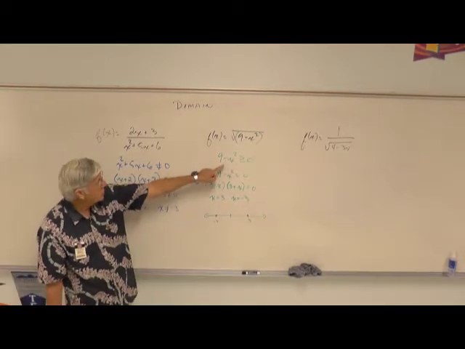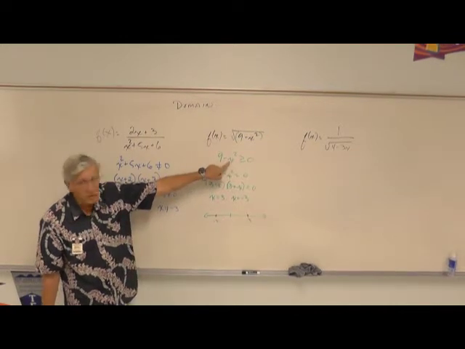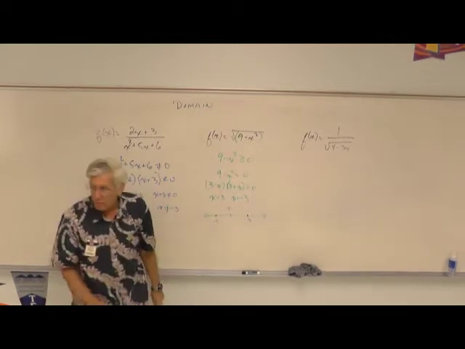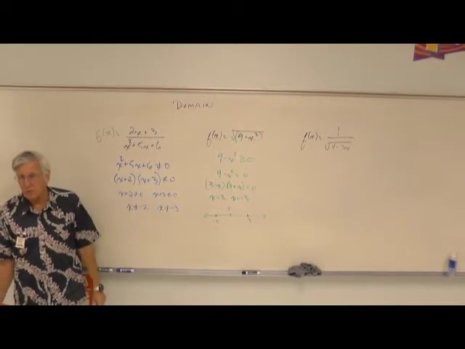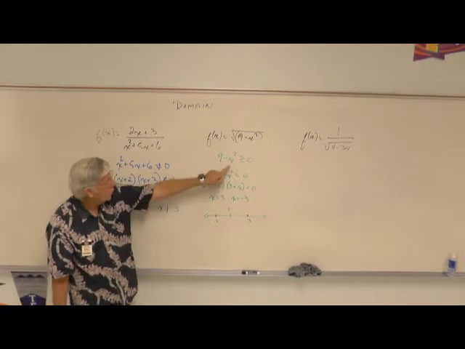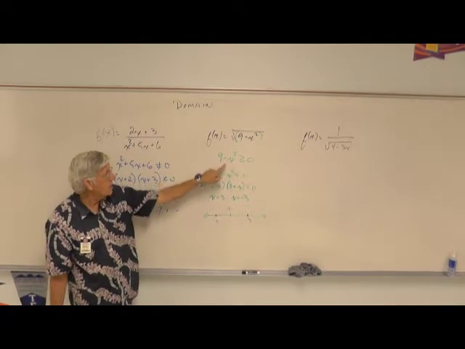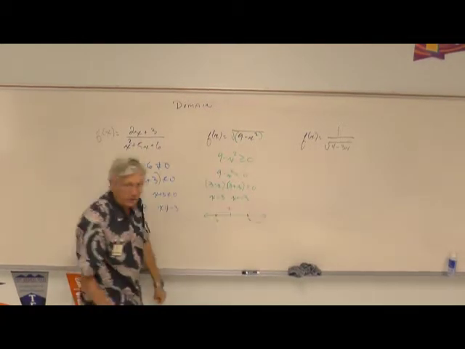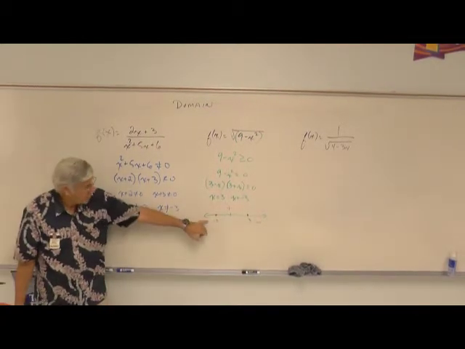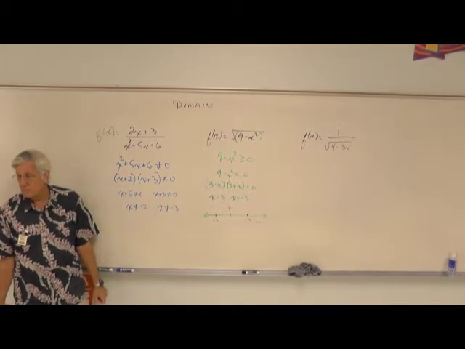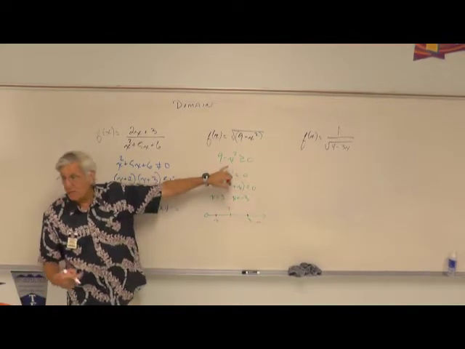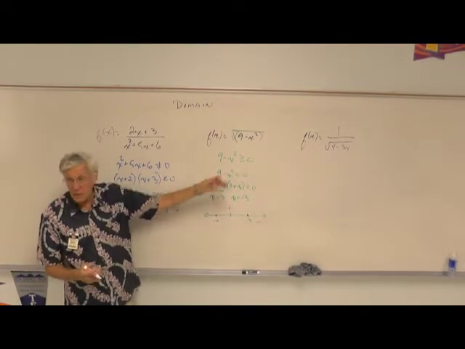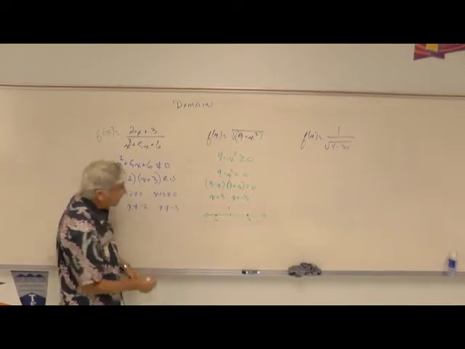0. If I plug 0 in for x, I get 9 minus 0, and that is a positive number. Pick a number bigger than 3. 4. 4 squared is 16. 9 minus 16 is a negative number, so all of those have to be negative. Pick a number less than -3. -4. -4 squared becomes positive 16. 9 minus 16 again is negative, so it's negative there.